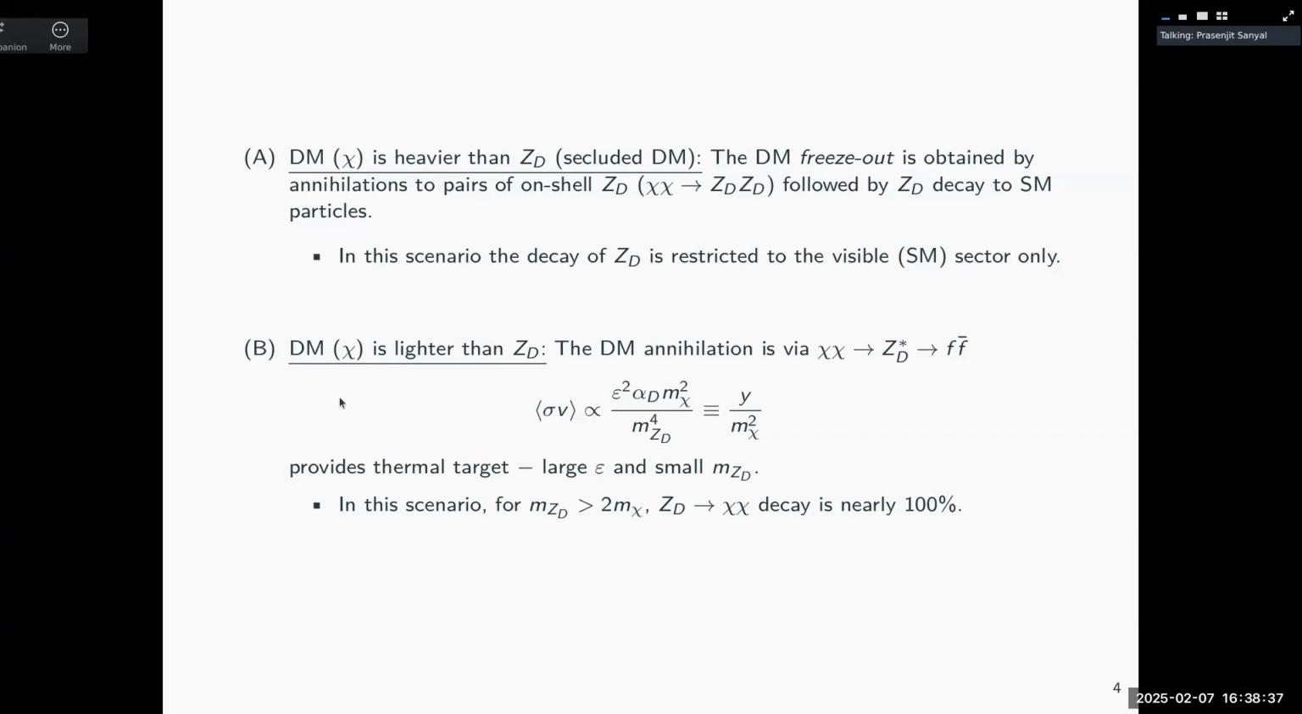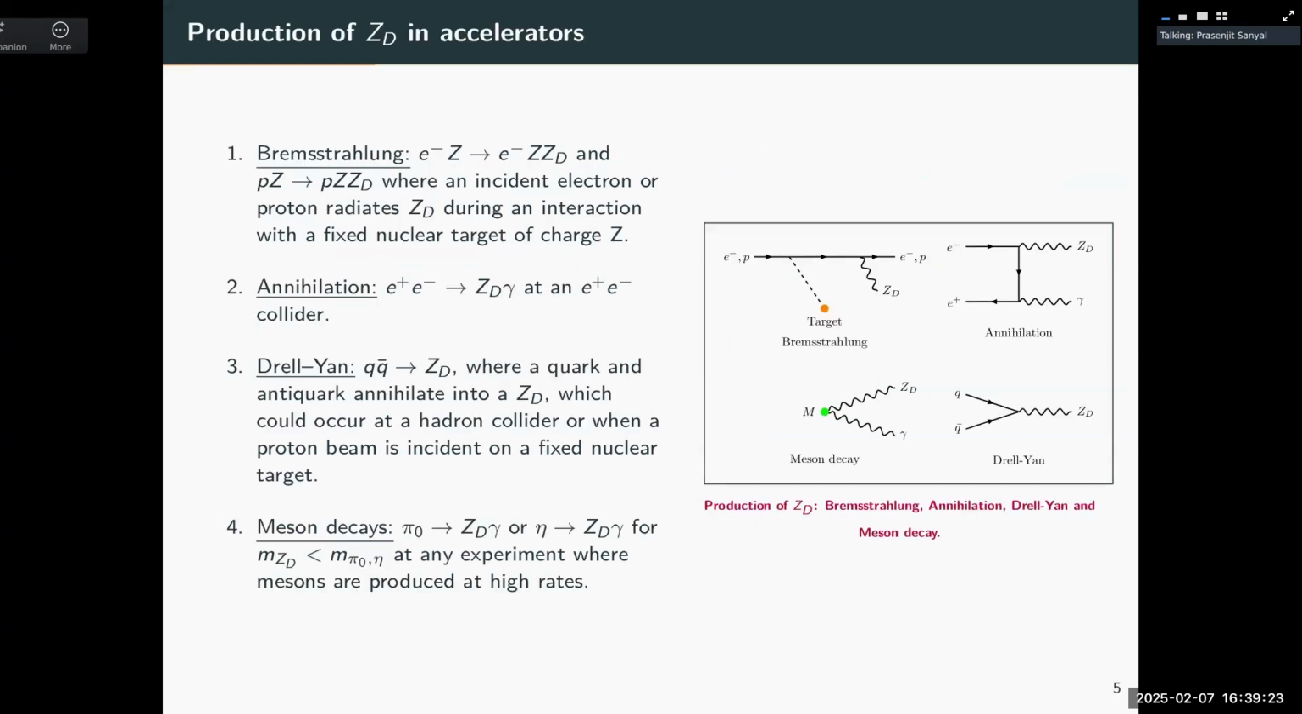Another scenario is that the dark matter candidate is lighter than the dark Z. In such a scenario, the dark matter annihilation is given by the s-channel process, and away from the resonance, the annihilation cross-section is proportional to this quantity. Here alpha_D is the hidden sector fine structure constant. In this scenario, we can have a thermal target, which is large epsilon and small dark Z mass. And if the dark Z decay to dark matter is open, then the decay is almost 100%.